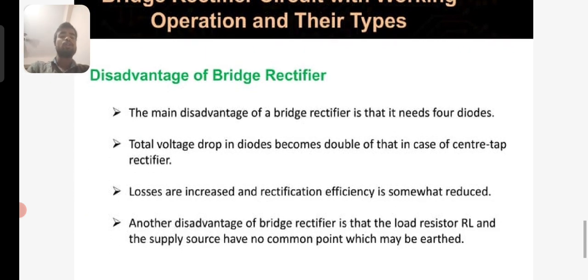Disadvantages of a bridge rectifier. The main disadvantage of a bridge rectifier is that it needs 4 diodes. The voltage drop in the diodes becomes double that of the center tap rectifier. Losses are increased and rectification efficiency is somewhat reduced. Another disadvantage of a bridge rectifier is that the load resistor RL and the line supply source have no common point, which may be earthed.